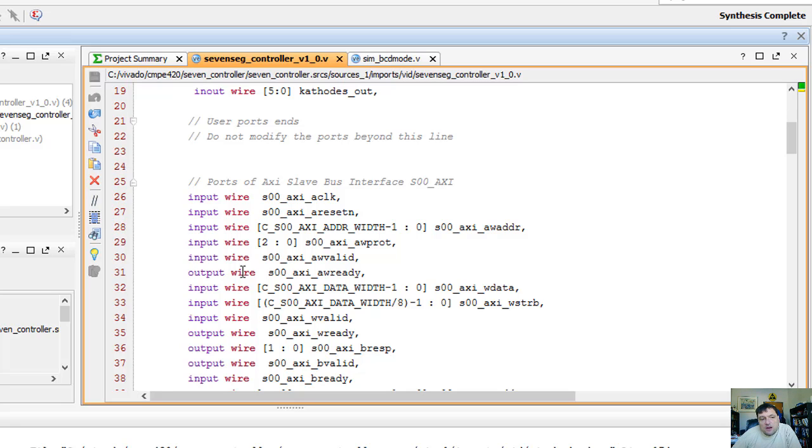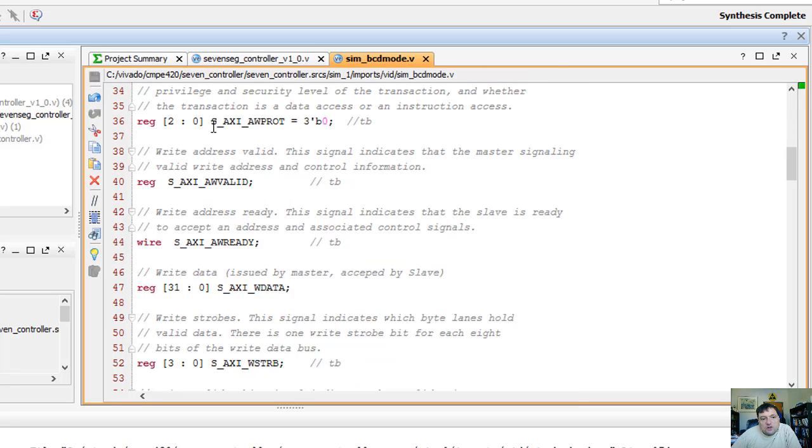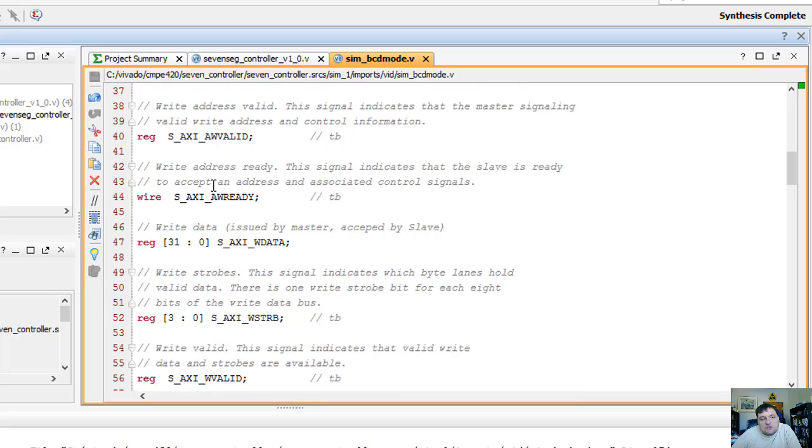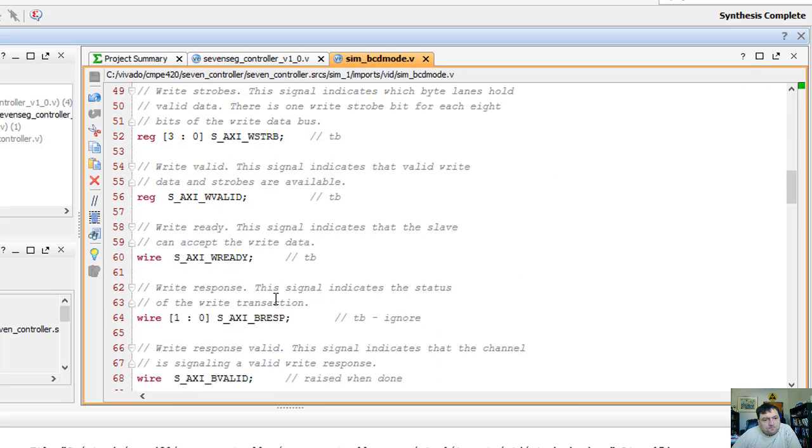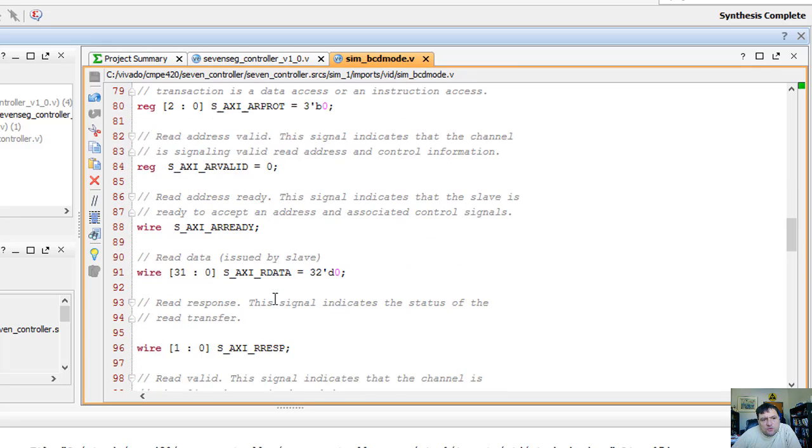Any place I have a wire, that's going to be an output, and in my simulation, it's because that wire is being driven by the slave to my simulation. That's going to be a wire. So all of these registers correspond to registers, all of these wires correspond to the outputs from the module, and we just kind of roll through.